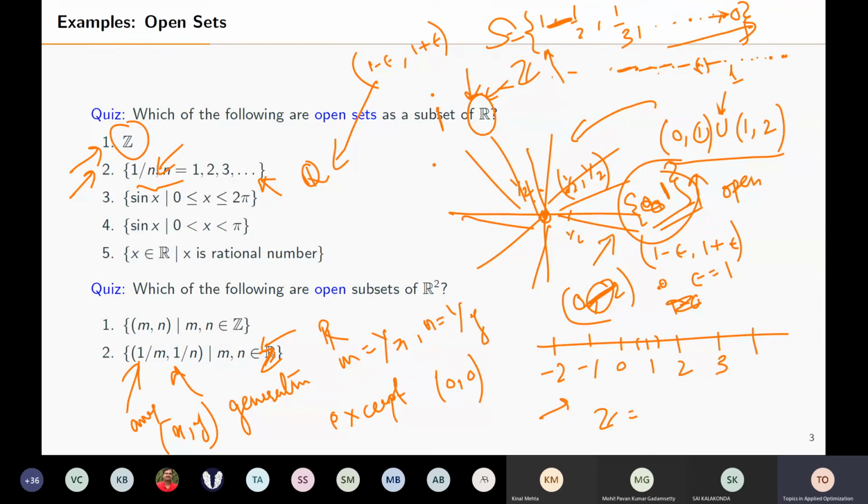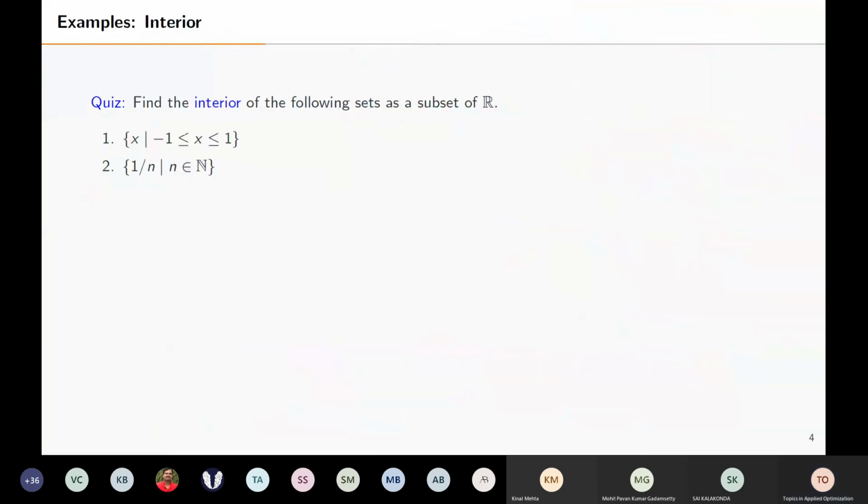So what I'm trying to say is that openness and closeness is a relative property. What is your ambient space, what is your parent space, and corresponding to that you say whether it's open or not.